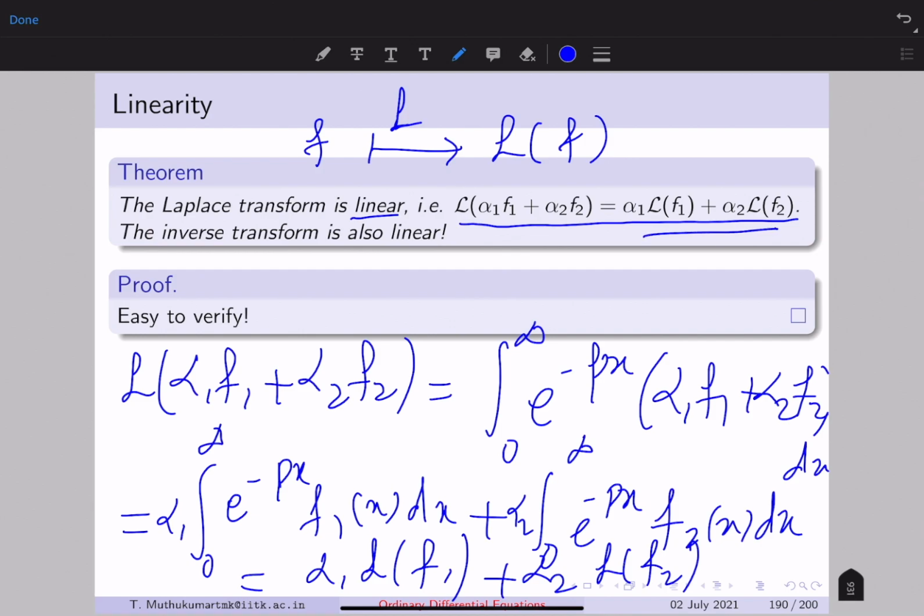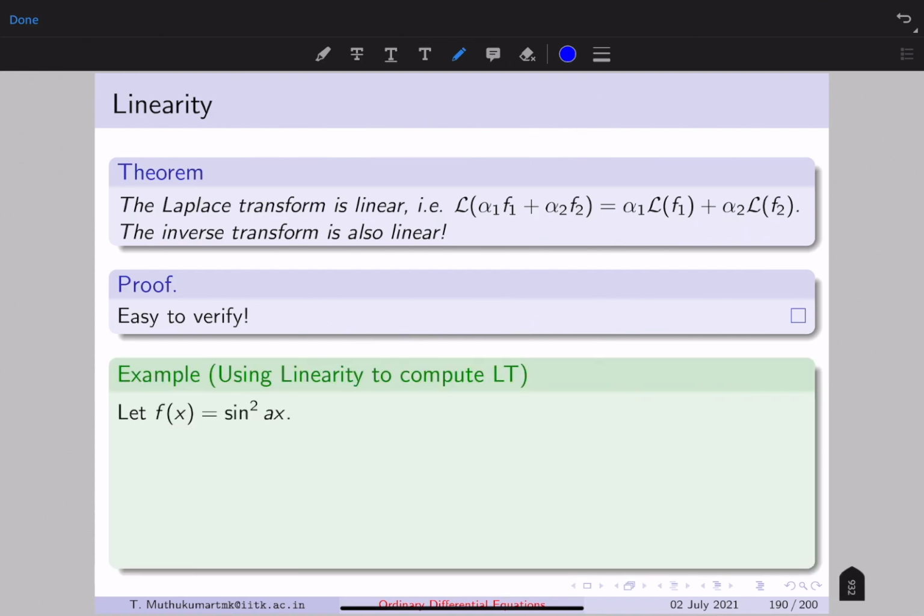For the inverse Laplace transform, we have not been given the precise definition of it. One can do that, but we need to get into the complex domain for that, so let's not worry about it. But it's also linear. The inverse transform is also linear. The advantage of identifying these properties is that sometimes you can use them to compute the Laplace transform of some complicated or difficult functions.